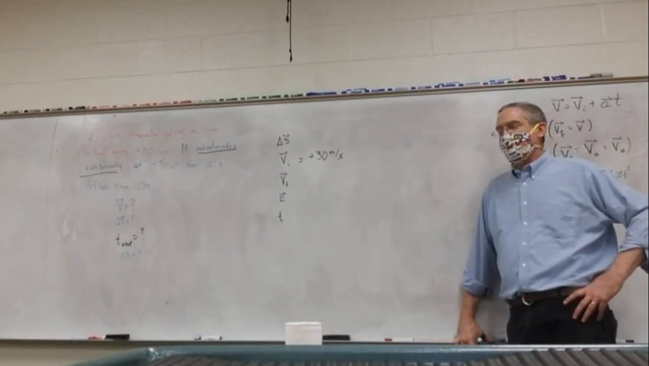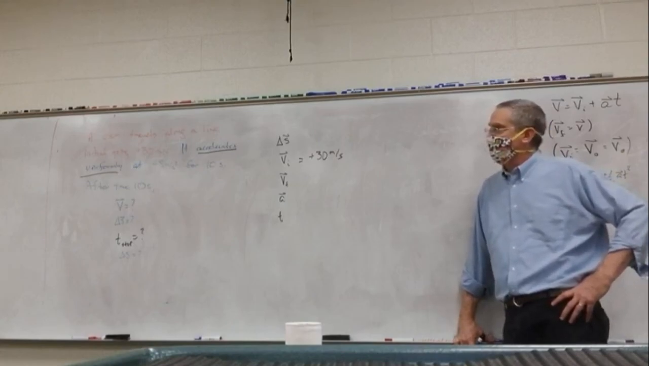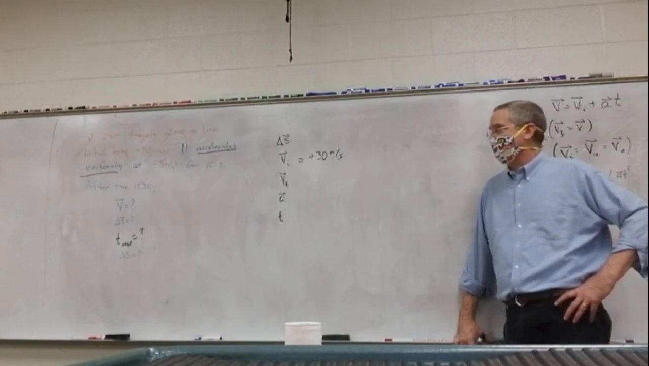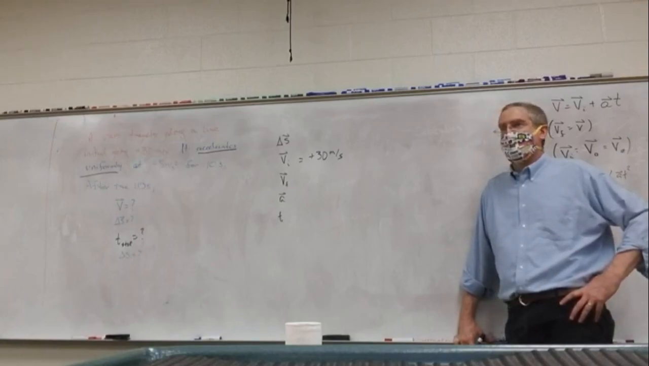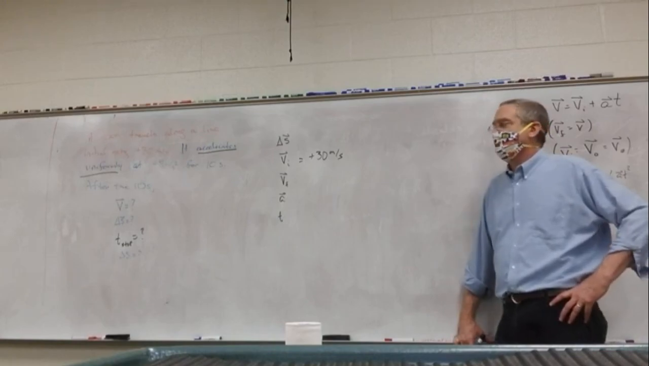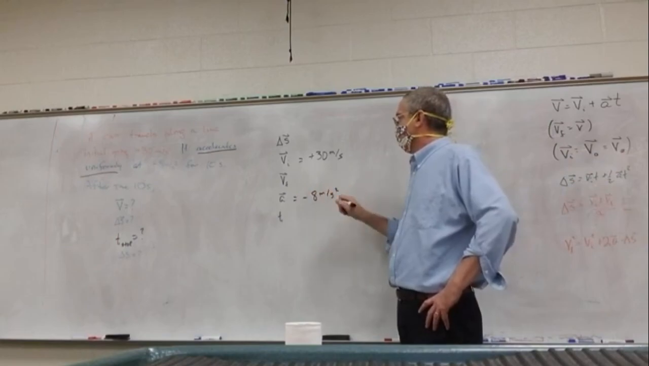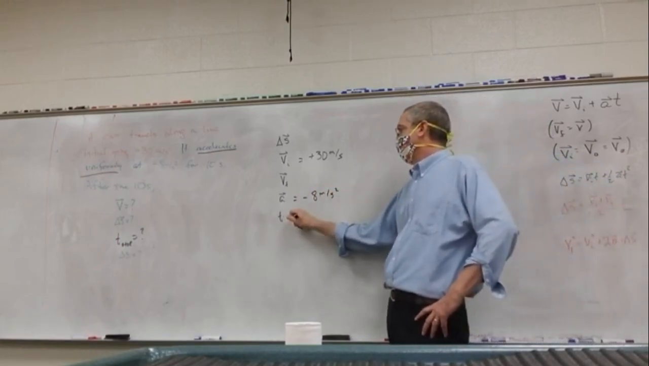Now, if I had not put the plus sign, it would be more important for me to state that the initial velocity is 30 meters per second to indicate that it is positive and it's a velocity, not just a speed. All right, what else do we know? The acceleration is -8 meters per second squared. And the third piece of information? The time elapsed, 10 seconds.